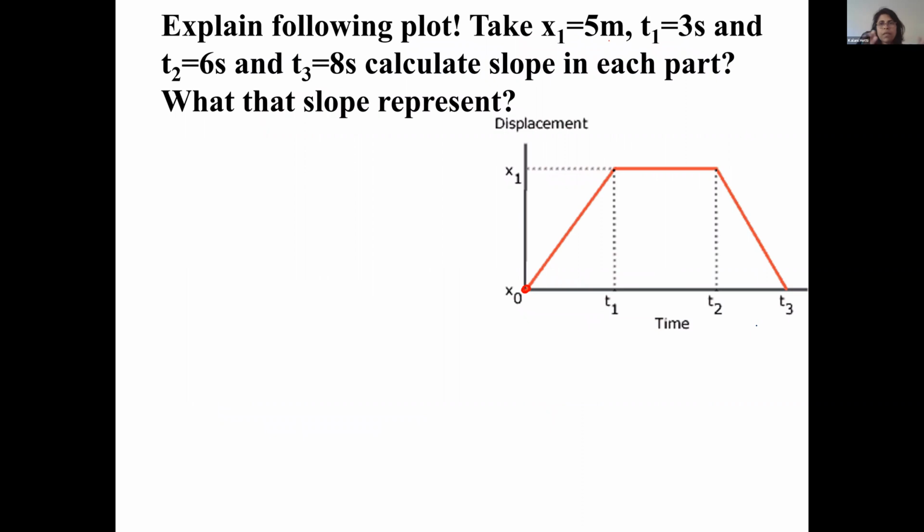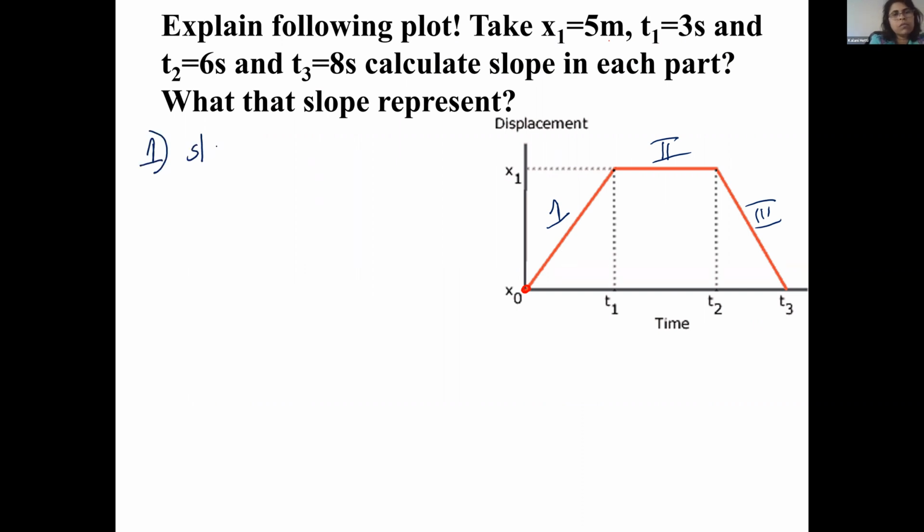Before that, let's analyze a little bit how to calculate the slope. Okay, so now I have one part here, x0 to x1, part number 1, and this is the second part, and this is the third part, right? All the times up to x1 are given. Now it's asking you to calculate the slope in each part. Let's do part number 1.